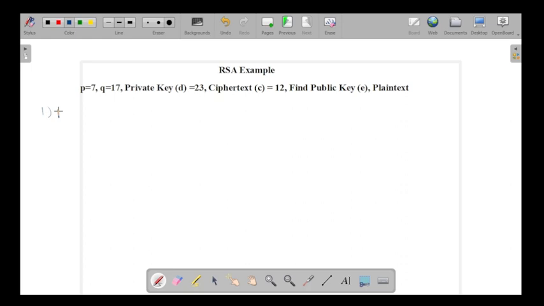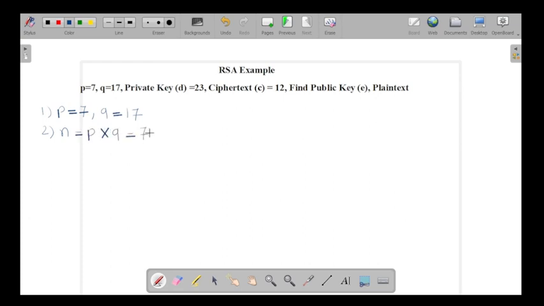In the given example, P is equal to 7, Q is equal to 17. These are our two prime numbers. The value of the private key is given, that is D is equal to 23, and our ciphertext value is 12. Now we have to find the value of our public key as well as our plaintext. So our first step is we write P is equal to 7 and Q is equal to 17.